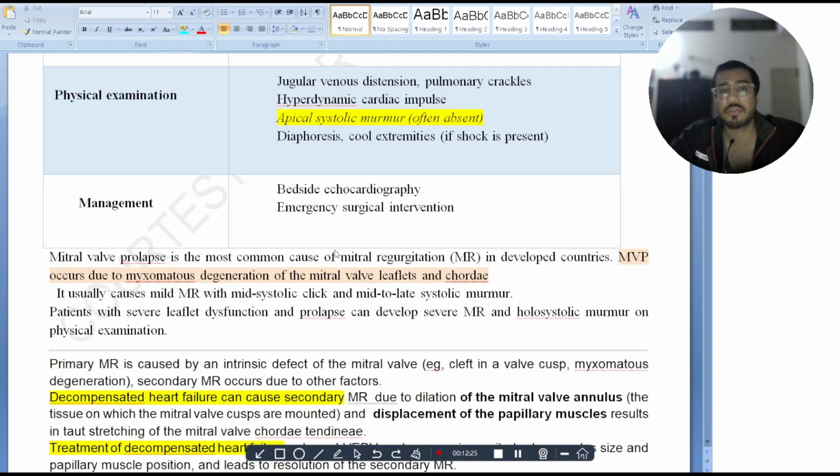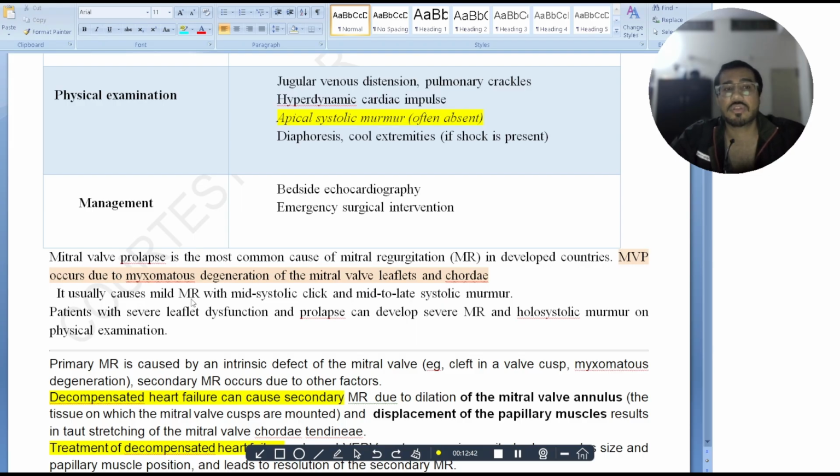Mitral valve prolapse is the most common cause of mitral regurg in developed countries. MVP occurs due to myxomatous degeneration of mitral valve leaflets. It's really high yield, I can't stress that enough. MVP is caused by myxomatous degeneration of the mitral valve leaflets. You need to memorize this.